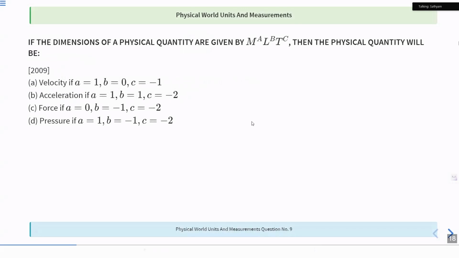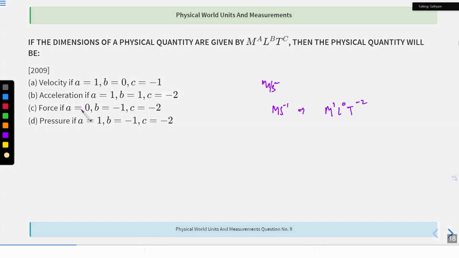If dimensions of a physical quantity are given by M^a L^b T^c, then the physical quantity will be. Now, this is what they have given. This is simple, I feel that this is a simple question. Let's say velocity. Velocity is meter per second square. So, meter second power minus 1. That is m1 l0 t power minus 2. This is for velocity. Let's move further.